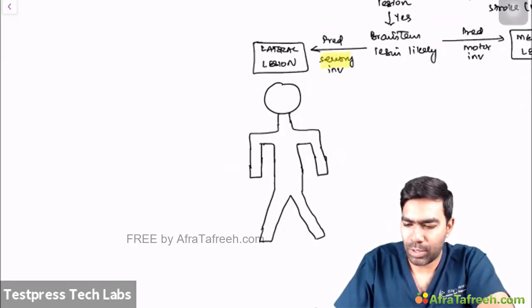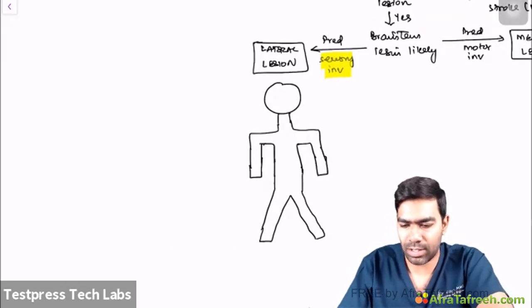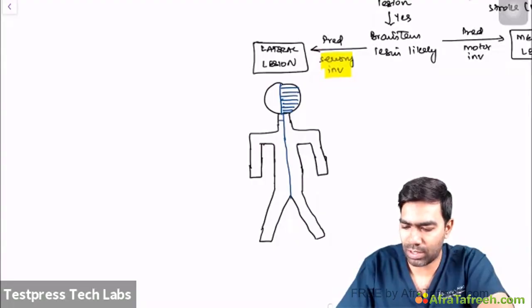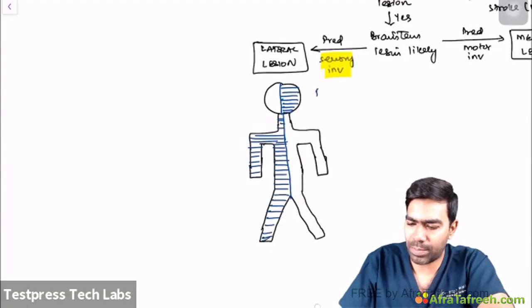Because I told you it's a predominant sensory involvement, I'm talking about pain and temperature here. If I have a cross lesion, in the sense that I'm having loss of pain and temperature on one side of the face and loss of pain and temperature on the other side of the body. Remember, I'm not using ipsilateral and contralateral yet. I'm using on one side and on the other side. So this is a pain and temperature loss pattern.